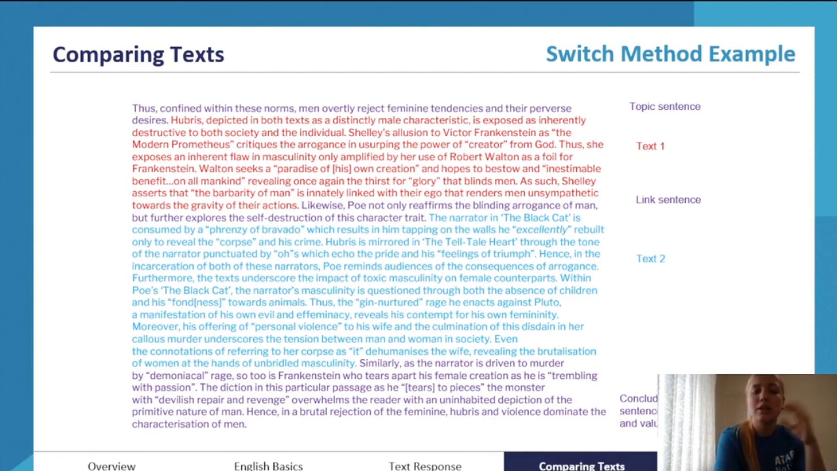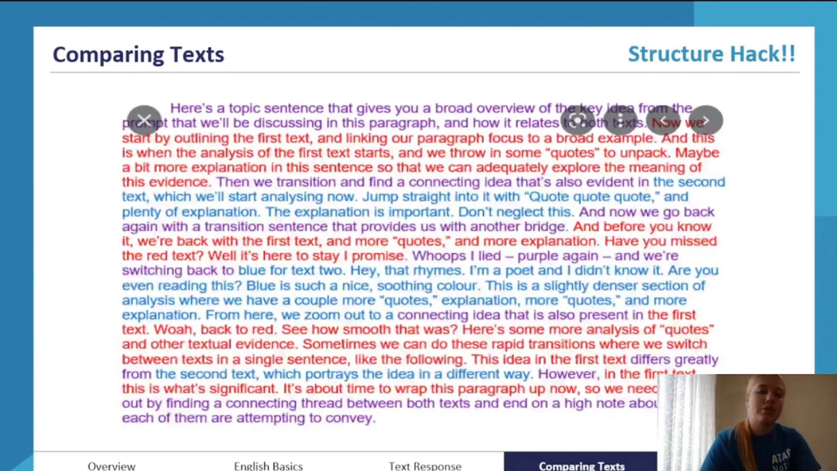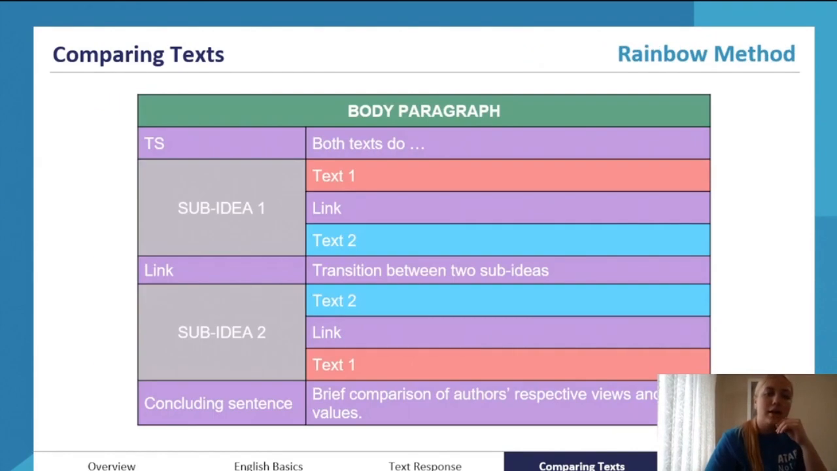just like how they did in text response when we looked at that slide and we showed how the topic sentence is this is a key idea, and the concluding sentence is this is what the authors say about the key idea that I've presented. Beautiful. And this is the rainbow method, where I showed you this lovely slide that helps to conceptualize it really well and show how you could do an entire body paragraph on it.